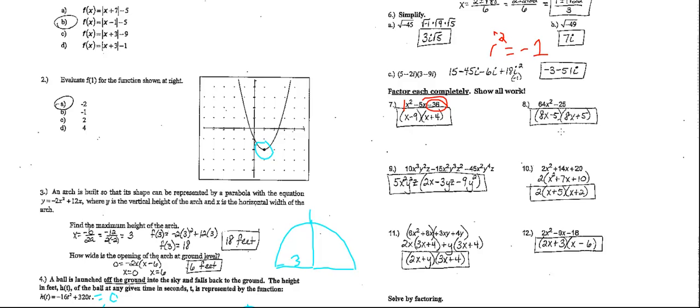Number 8, you look for a GCF. There is none. Then it's a binomial. So ask yourself, is it a difference of squares? Well, it's definitely a difference. 64x squared is a perfect square. 25 is a perfect square. So you get 8x minus 5 times 8x plus 5.